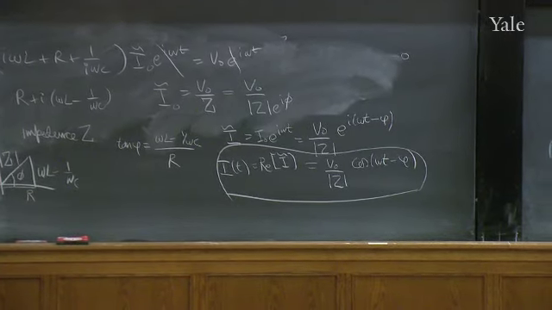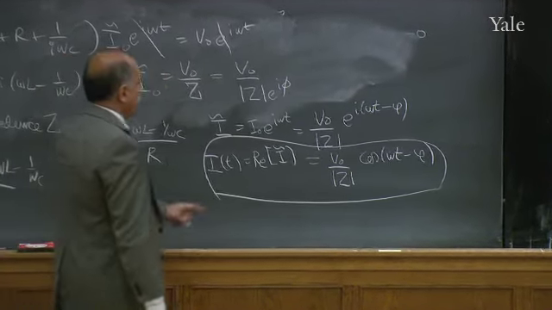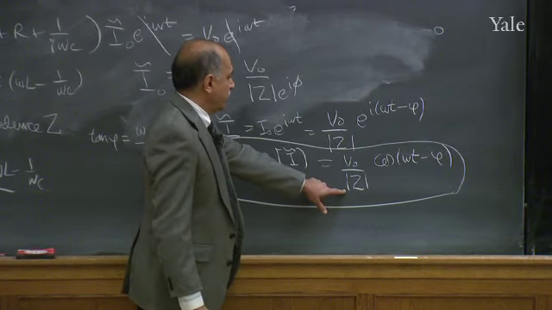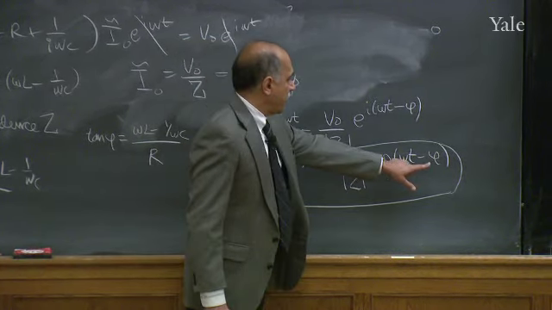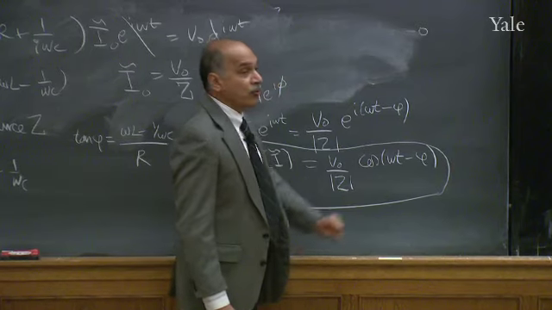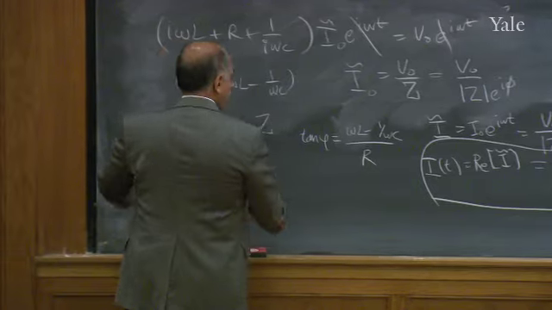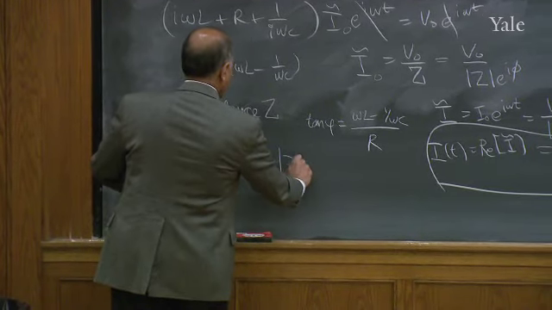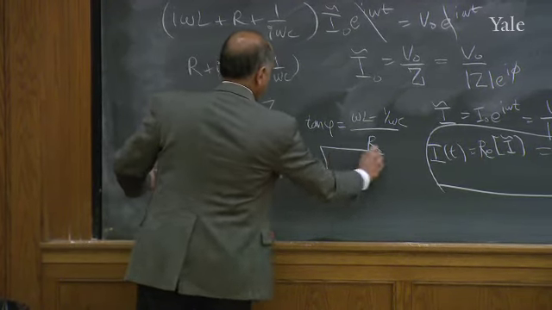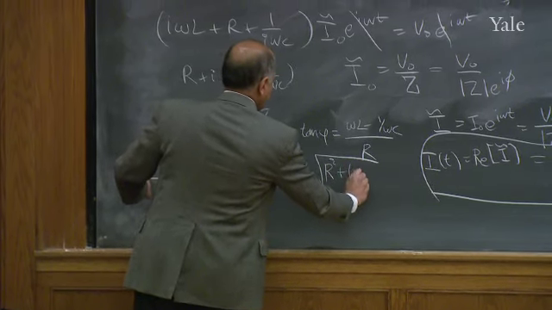This tells you that the current has a magnitude, which is V0 over the absolute value of Z, and it's got a phase φ by which it is behind the driving voltage. The magnitude of Z, as for any complex number, is simply the square root of real part squared plus imaginary part squared.